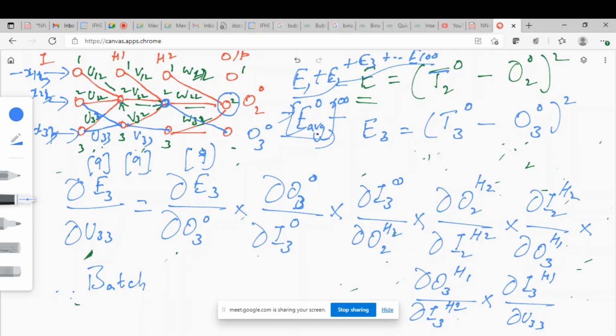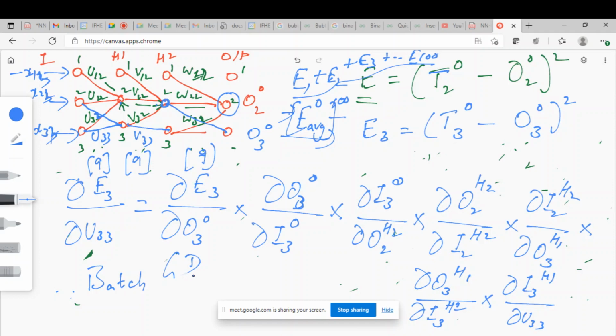Back propagation may not be sufficient in one iteration. You may have to do it for several iterations. Back propagate, and finally when the error becomes 0, or when the error becomes very small, you stop. If you do that, it is called stochastic gradient descent.